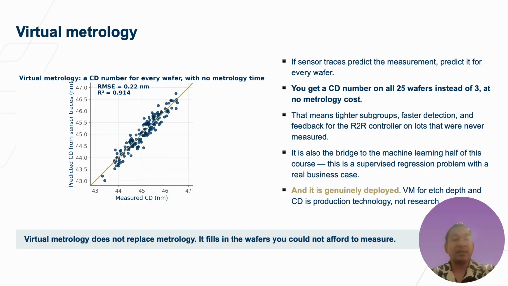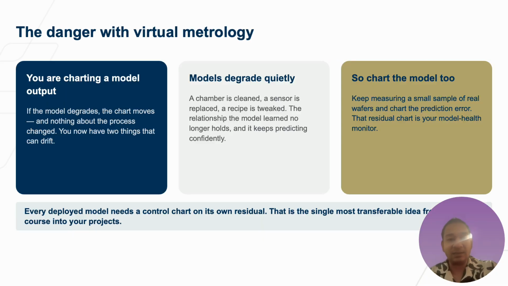It is also the cleanest bridge to the machine learning half of this class. It is a supervised regression problem with an obvious business case, plenty of training data, and a well-defined target. And it is genuinely deployed. Virtual metrology for etch depth and CD is production technology in several fabs, not a research prototype. It fills in the wafer that you could not afford to measure. You still need real measurements to train it and to validate it.